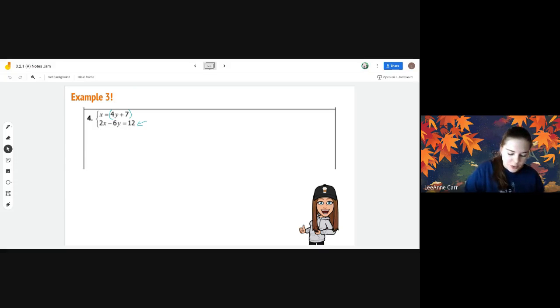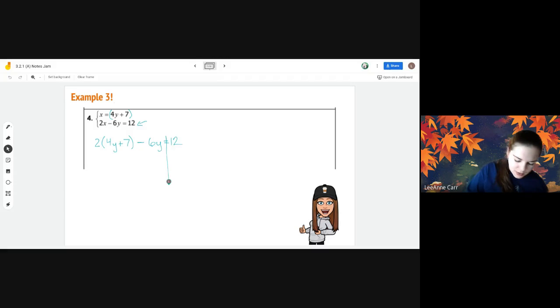So I'm going to have 2, and instead of x here, now I'm putting 4y plus 7 minus 6y equals 12. And here's a hint. After you substitute, if you see two different variables, so you still have an x or a y in your equation, you did something wrong. You need to go back and fix that. You should only ever have one variable after you substitute. And away we go. Now we're solving an equation.